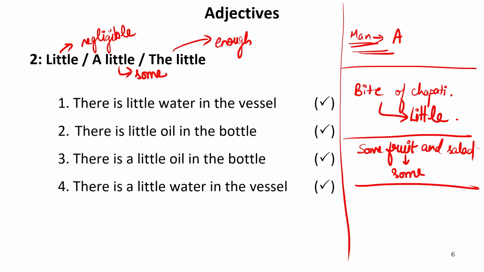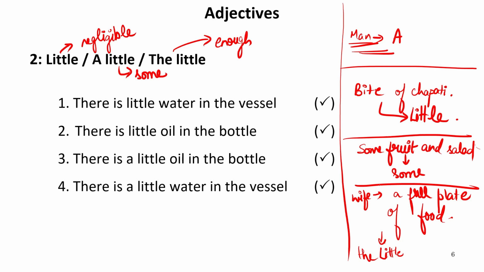Now because his diet is very good and this some fruit and salad will not work entirely, he asked his wife, and his wife gave him a full plate of food. Now when he got a full plate of food, which was very delicious, obviously it will be enough for satisfying his hunger. So this is a little for him. It means he got whatever he wanted. So this is a little.